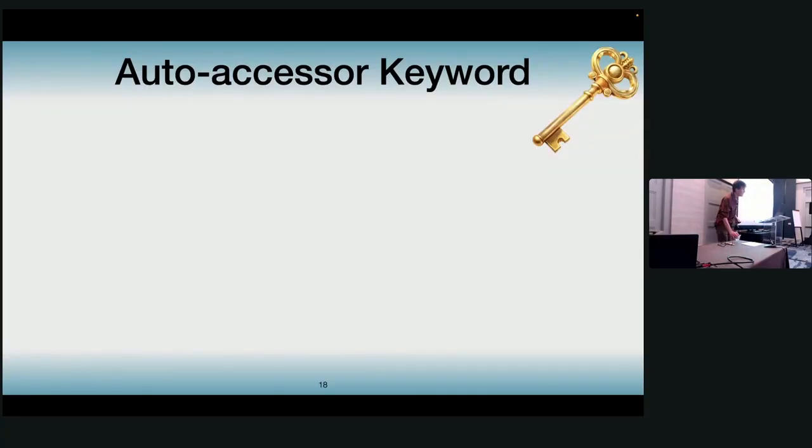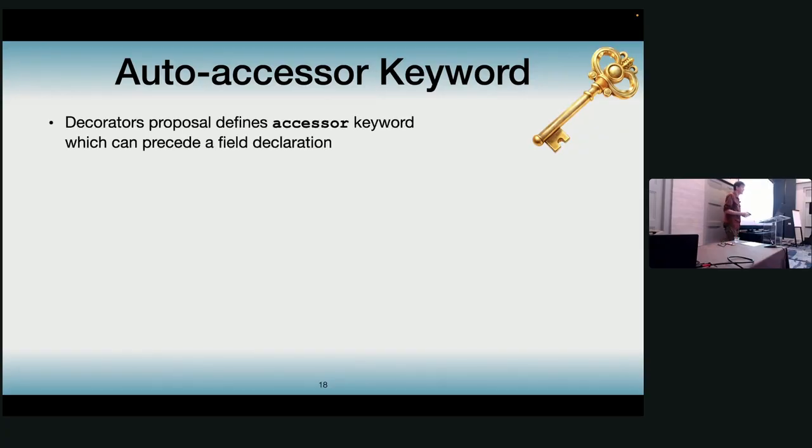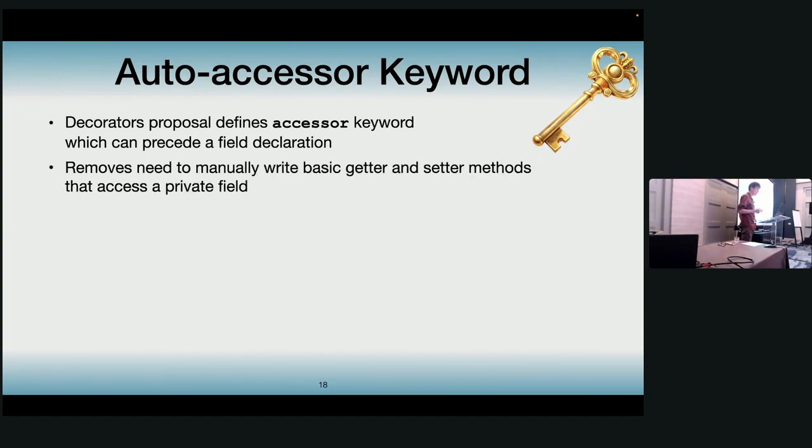Another really interesting thing about the standard decorator proposal is that it adds a new keyword to JavaScript. And that is the accessor keyword. I put this in front of a field, and it will generate those get and set methods for me, so I don't have to write them. Interestingly, though, typically if you want those, you want them because you want to do something special inside them. You don't just want some default behavior.